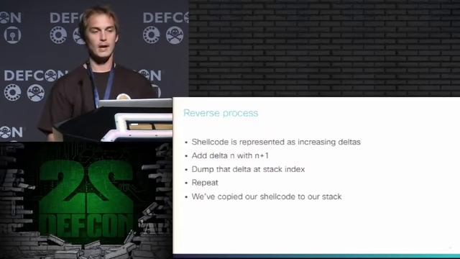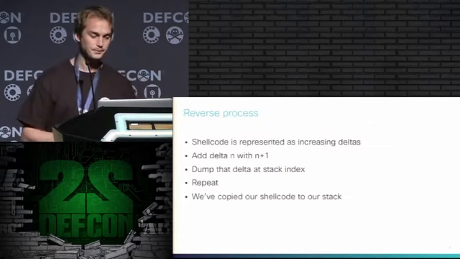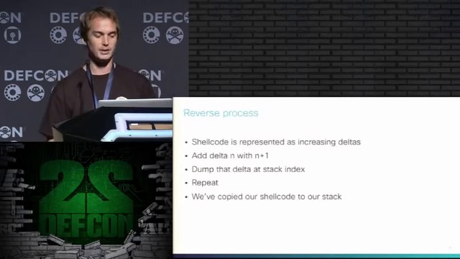And once you've reached that value, you want to dump it to your fake stack, but you want to dump it in a way that you remember at which position it was initially, right? Otherwise, you're going to write it at the wrong spot. So once you do that, you just repeat, and then eventually you've copied what you want into a zone of memory.